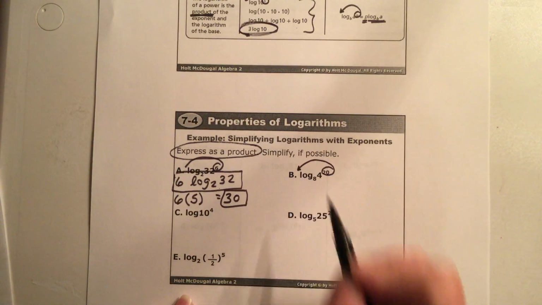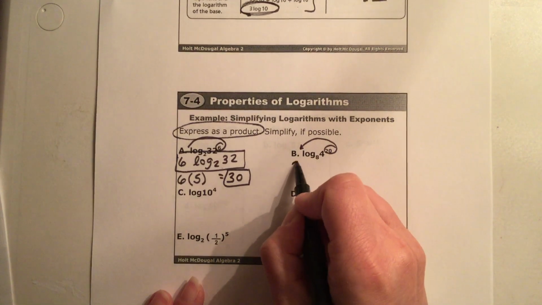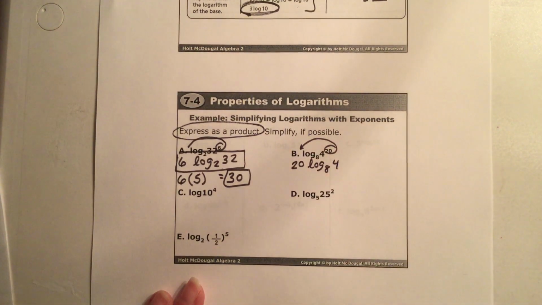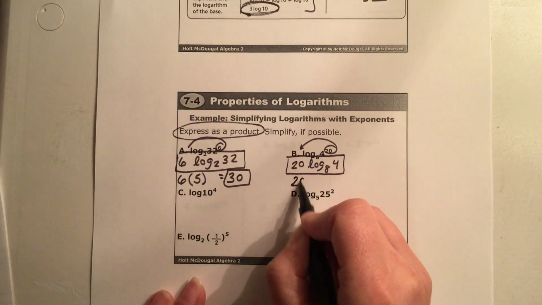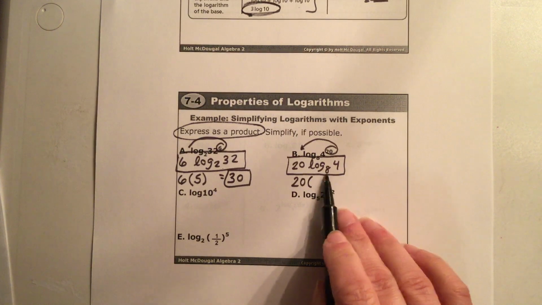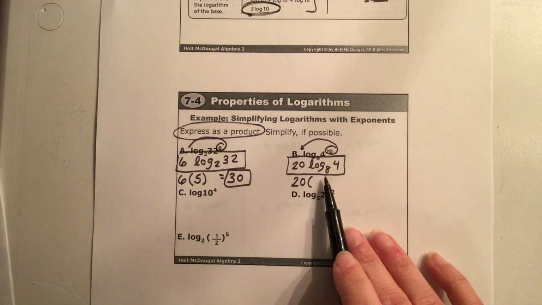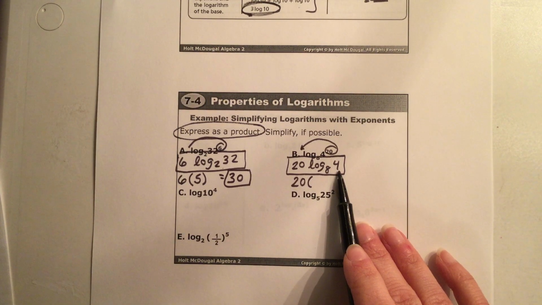Okay, let's look at B. This one is a little bit tricky. You are at a level of math where they're going to throw in some challenge questions. So 20 times log base 8 of 4. This is your product. 8 to the power of what gets you to a 4? Well, 8 to the power of 1 is 8. If I go negative, it's just going to turn it into a fraction.